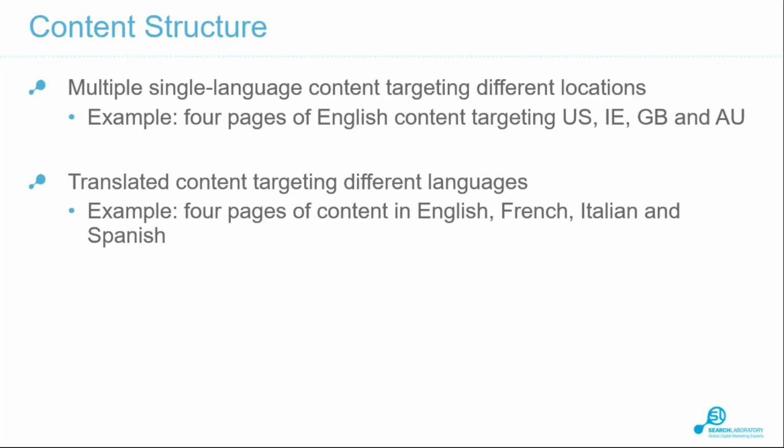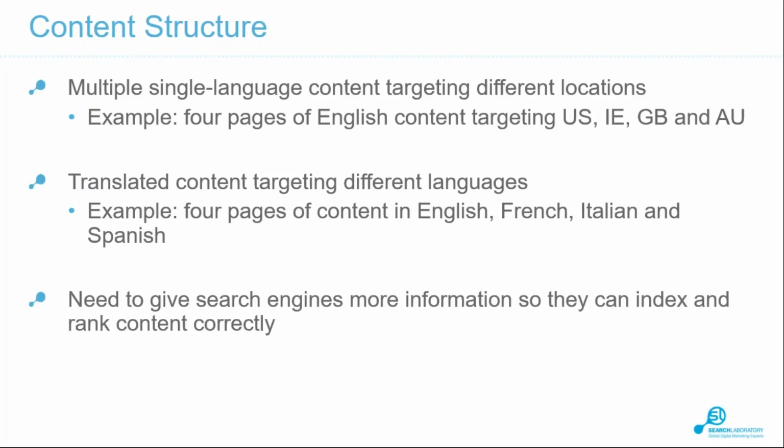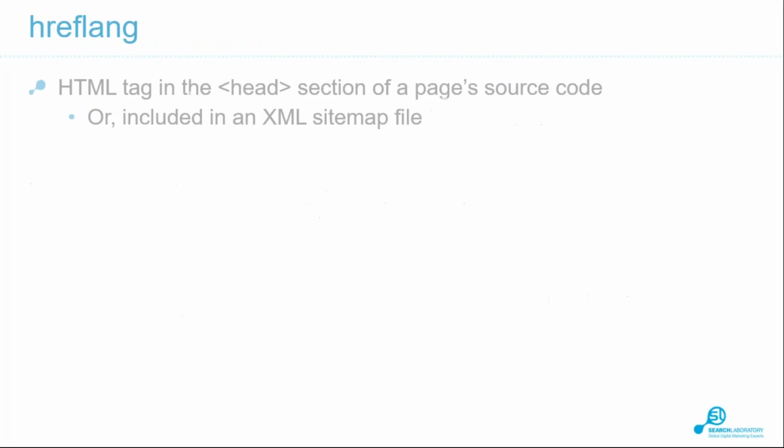Now, depending on the structure of the domain and the structure of the website, there might not be enough information here for search engines to understand exactly how to rank this content. So we really need to give it as much of a helping hand as possible to ensure that our English content is served to English users and our French content to French users and so on. And the way that we can do this is utilizing the hreflang tag.